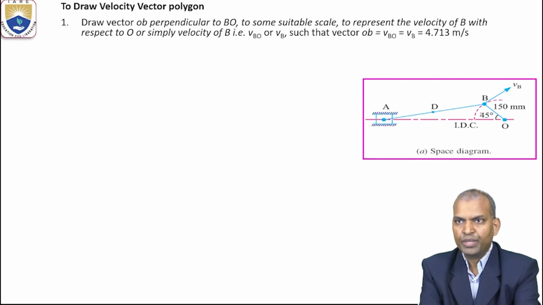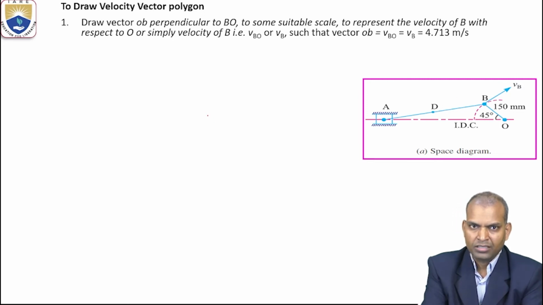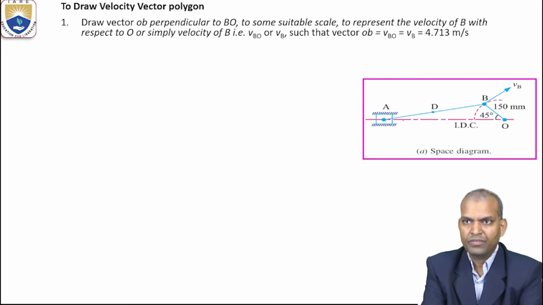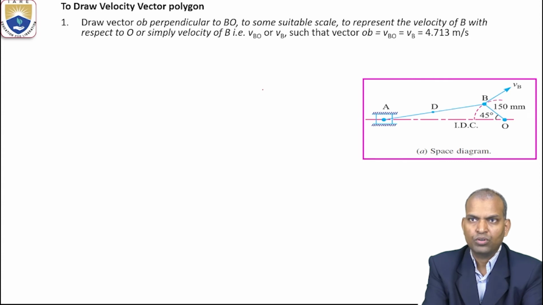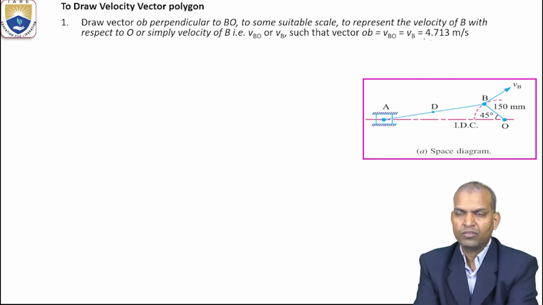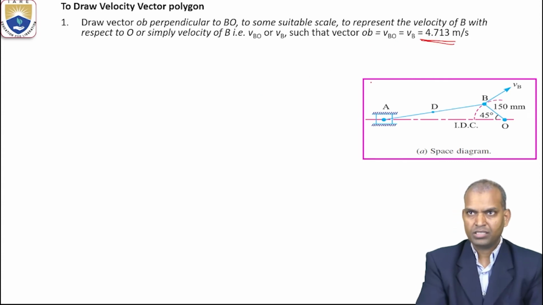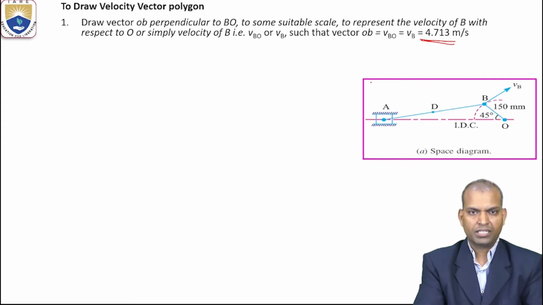perpendicular to the link BO. We are drawing the velocity polygon, or velocity diagram. For that, the rule is: draw vector OB perpendicular to BO to some suitable scale, to represent the velocity of B with respect to O, or simply velocity of B, that is VBO. That is how much? Vector OB equal to 4.713 meters per second.